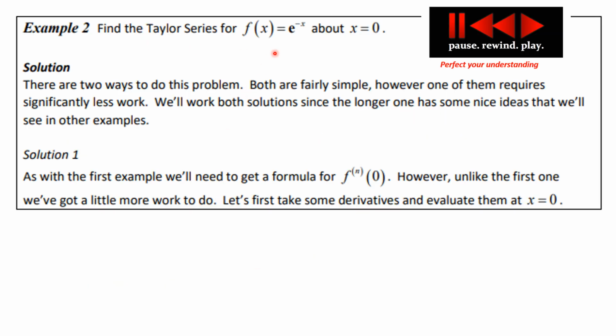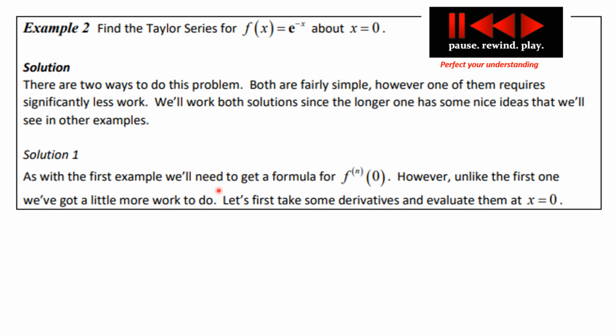Let's find out what is the Taylor series for f of x equal e to the minus x, again about x equals 0. And again, you should work this. Now there are two ways to do this problem. Both are fairly simple, but one of them requires quite a bit of work. It's simple work, but it's quite a bit of work. So we're going to show you both solutions. The longer one has some nice ideas that we'll see, and the other one illustrates a very important part.